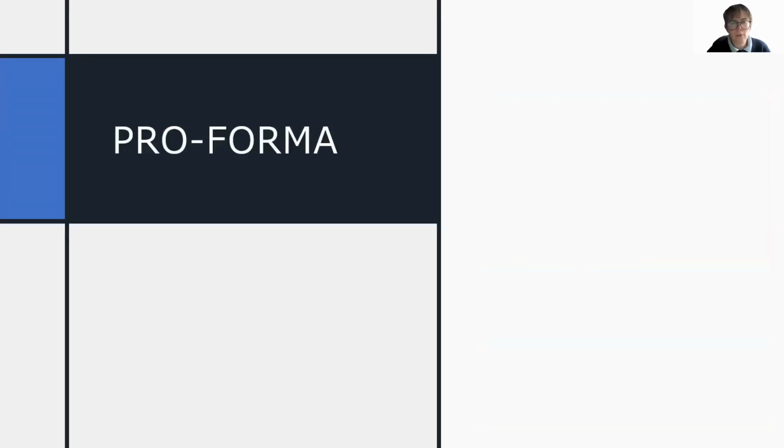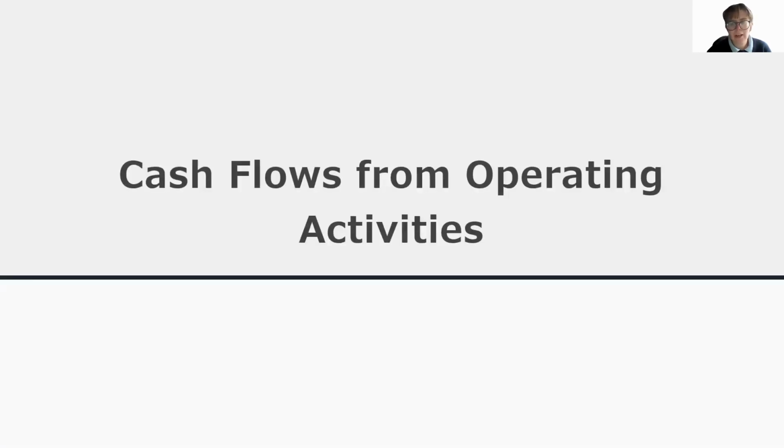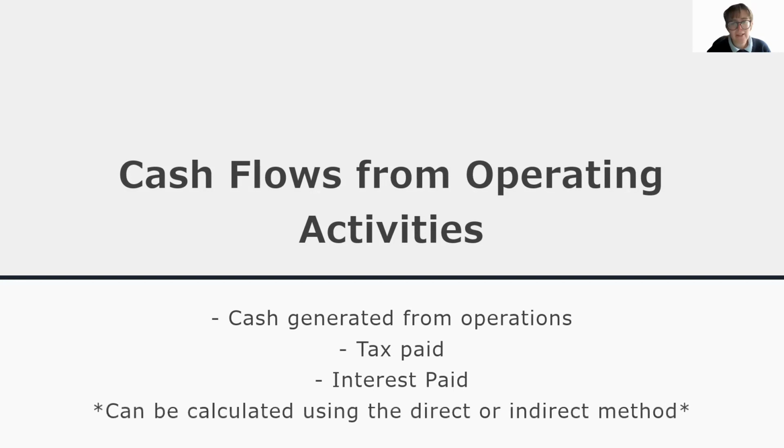There is a standard pro forma then when looking at the cash flow forecast, which is made up of the operating activities, our investing activities, and then our financing activities. We will firstly have a look at cash flows from operating activities. This is cash generated from operations. It is going to look at tax paid as well as interest paid. And it can be calculated using the indirect or the direct method. The indirect method tends to be more popular.